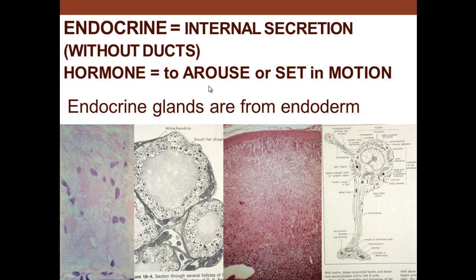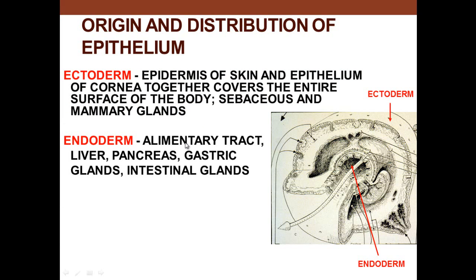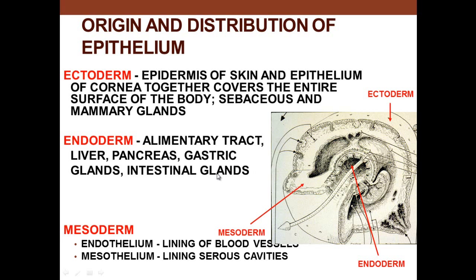Now, the endocrine glands are from the endoderm, and we'll talk about that. The epithelial cell parts of the endocrine glands are from the endoderm. And remember about the origin of epithelium, we got the ectoderm, that's where our skin comes from, the sebaceous gland, mammary glands, and the endoderm is where the GI tract comes from, pancreas and intestinal glands. And then we have mesoderm, which has two types of epithelium. One is called endothelium, which lines blood vessels, and mesothelium, which lines cavities that we see there.